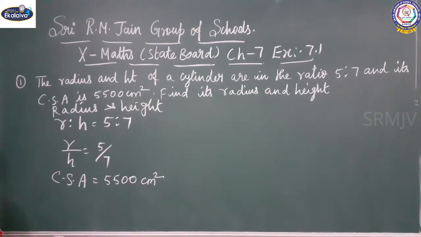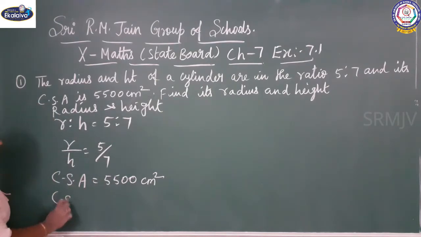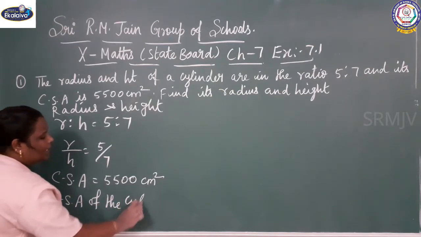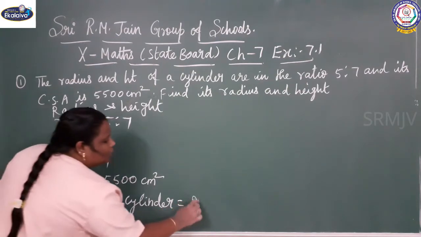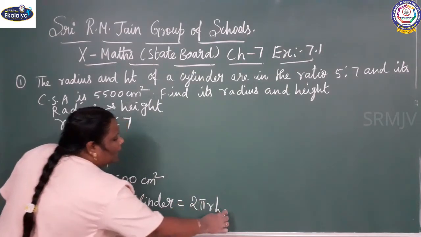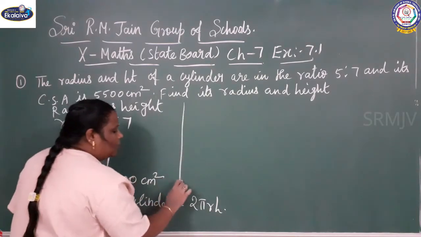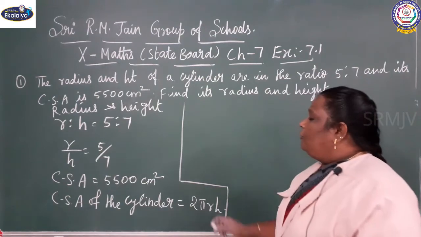What is the formula for the curved surface area of the cylinder? Curved surface area of the cylinder equals 2 pi r h. So 2 pi r h equals 5500.